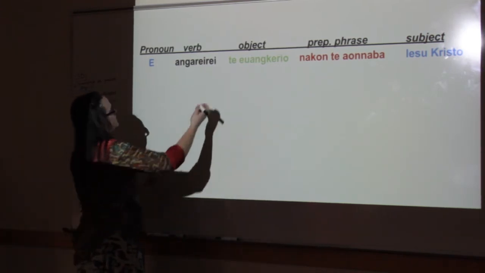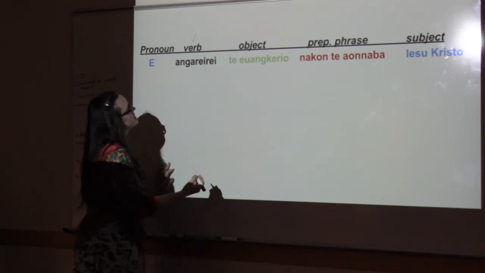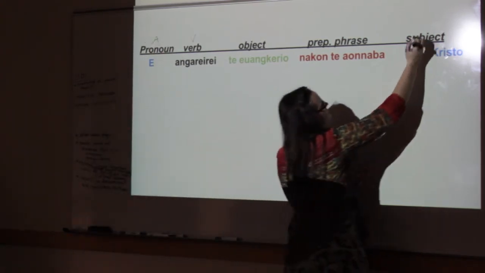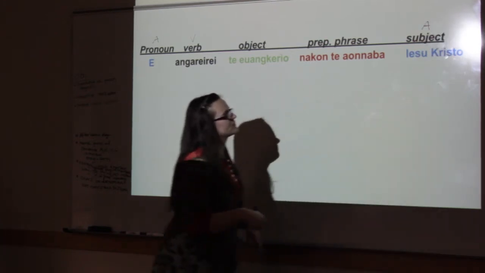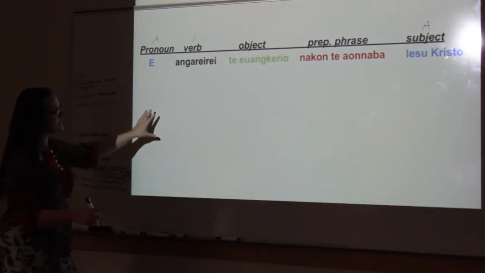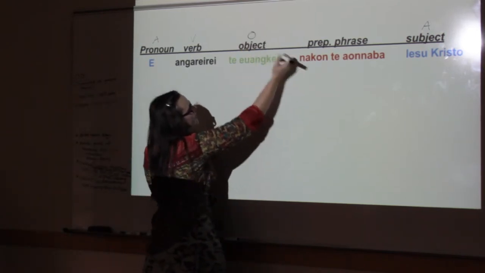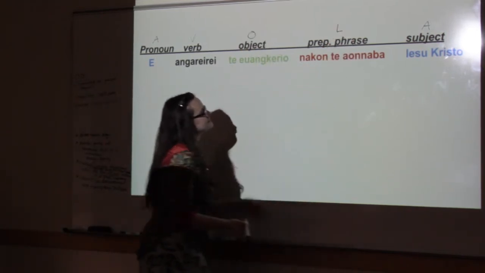So we would mark the verb, angarere, we would mark our actor, mark both the pronoun and the subject to help them remember and just visually see that the pronoun identifies the subject. And you've got the object, and then our location.